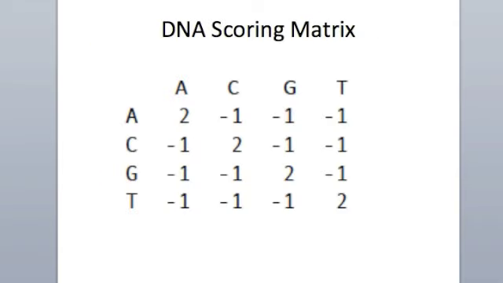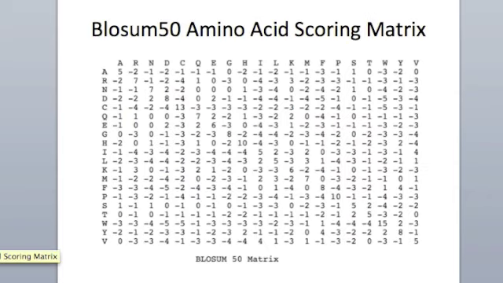This was the DNA scoring matrix we used, which is fairly simple. You can see a match is 2 points and a mismatch is a penalty of -1. And this is our more complicated amino acid scoring matrix.